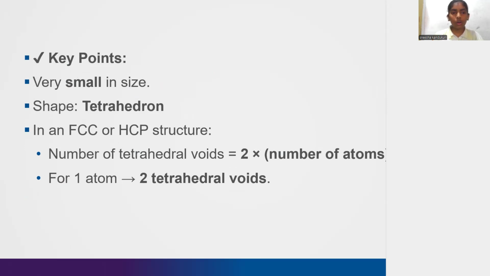In an FCC or HCP structure, FCC being face centered cubic, the number of tetrahedral voids is equal to 2 times the number of atoms. For one atom, there will be two tetrahedral voids.